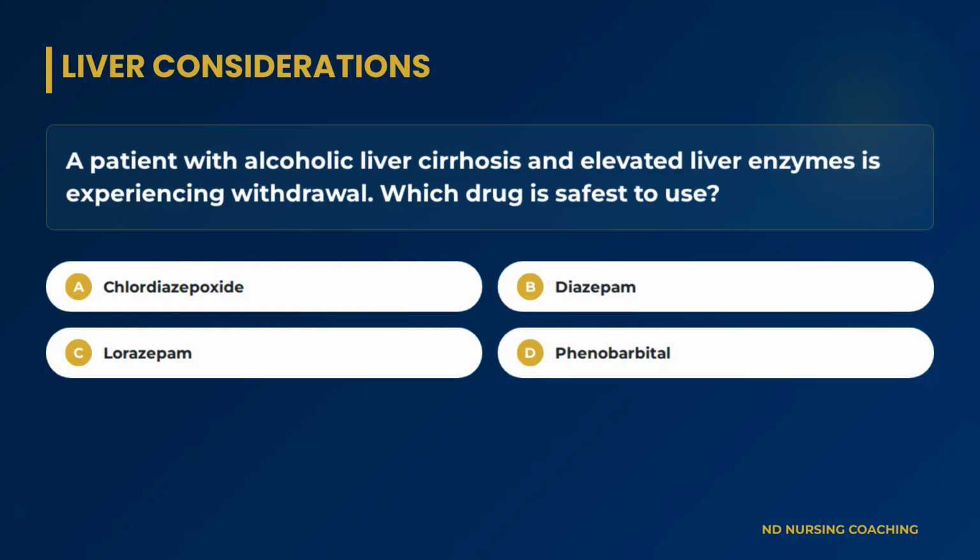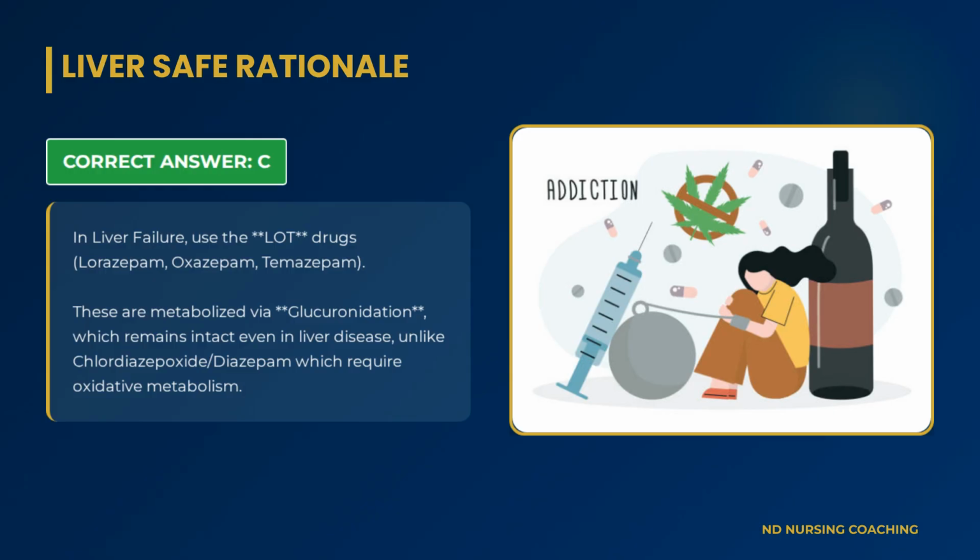Considering liver considerations, a patient with alcoholic liver cirrhosis and elevated liver enzymes is experiencing withdrawal. Which drug is safest to use? The correct answer is C, lorazepam. In liver failure, use the LOT drugs: lorazepam, oxazepam, and temazepam. These are metabolized via glucuronidation, which remains intact in liver disease, unlike other BZDs.